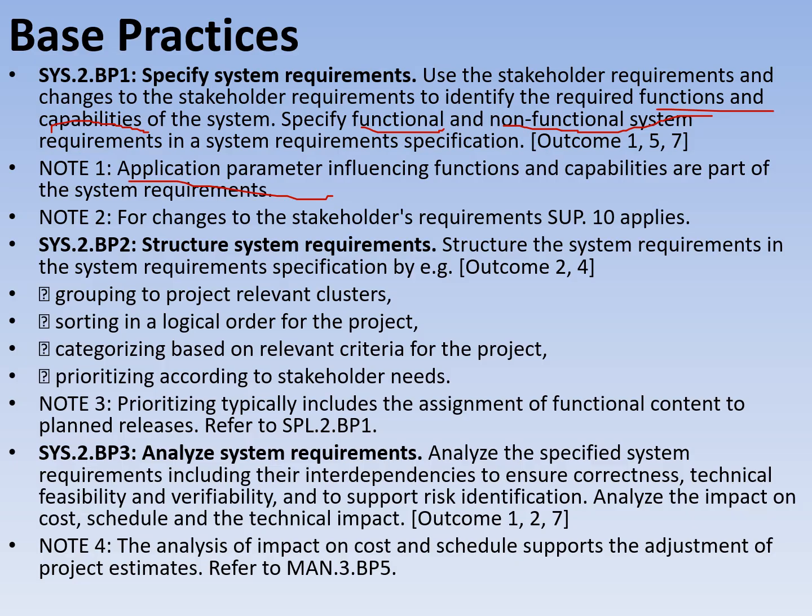For changes to stakeholder requirements, now, what is this SUP10? That is beyond the scope. So I want all of you to ignore this for now. Actually, for now, you please ignore it. Let's go to system 2 base practice 2. Structure system requirements. We have to outline the system requirements in a very structured manner. It has to be very organized. It should be very clear cut, which comes first, which comes second, which comes third.